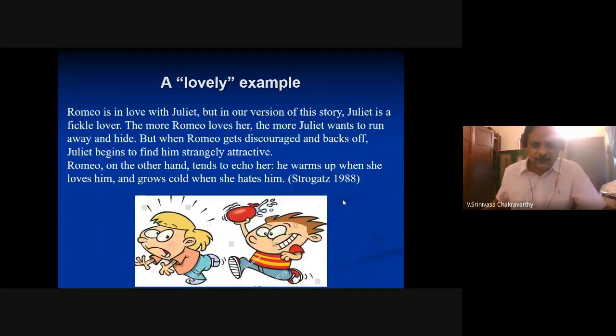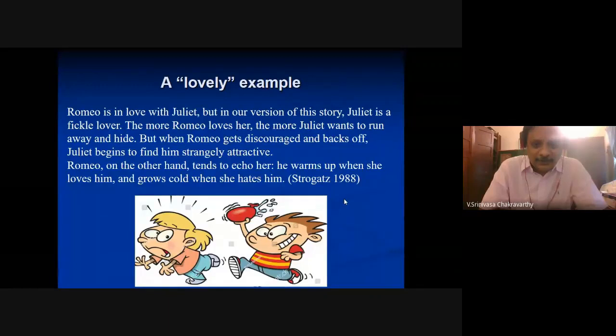So now with this, let us look at a very funny example, which is given in Strogatz's book. I hope you are looking at the book because all the dynamical systems part I'm taking from that book. So the problem that he poses is like this. It's about Romeo and Juliet. Romeo is in love with Juliet, but in our version of this story, Juliet is a fickle lover. The more Romeo loves her, the more Juliet wants to run away and hide. But when Romeo gets discouraged and backs off, Juliet begins to find him strangely attractive. So it's kind of a strange character.